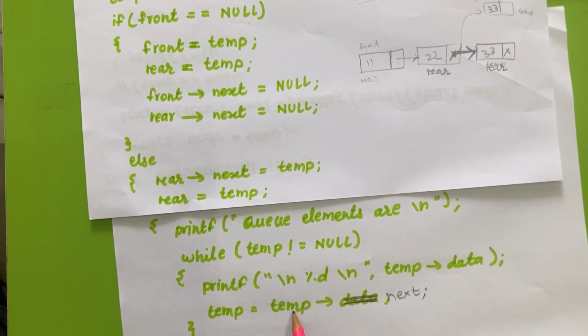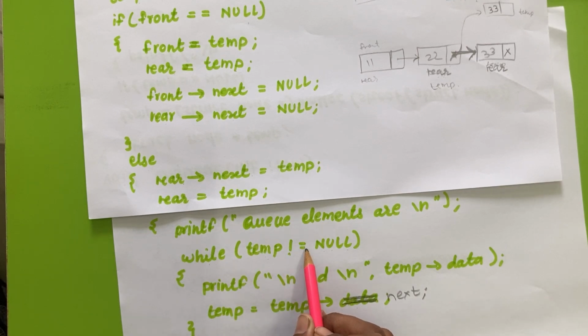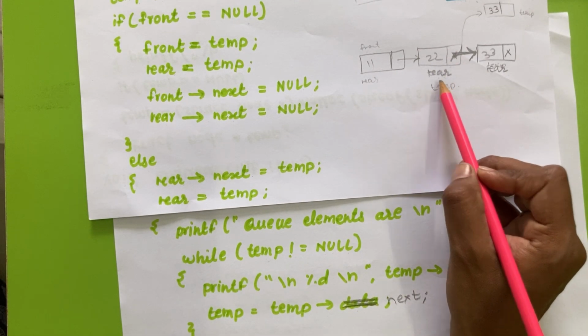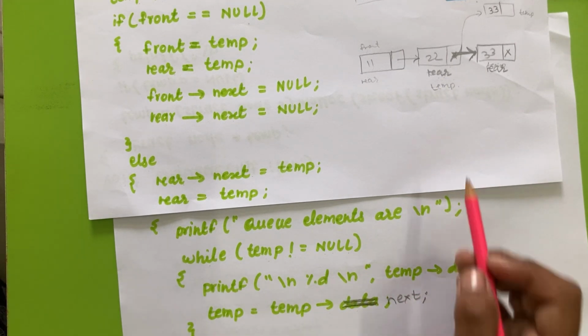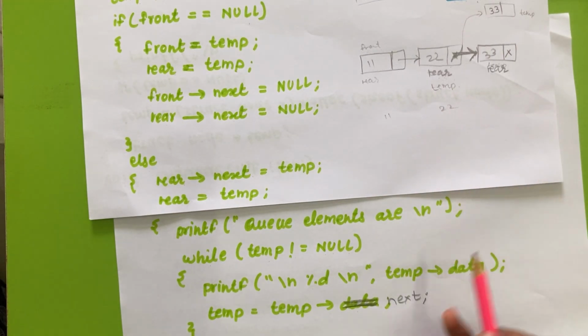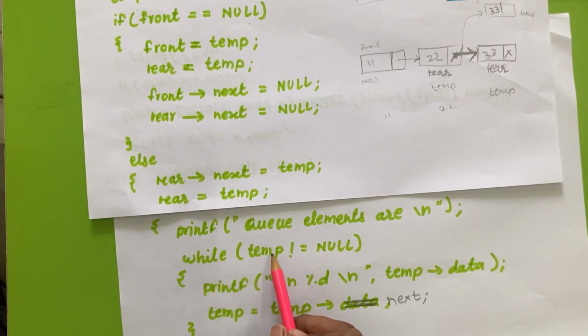So this will be my next temporary node, and again it checks the condition temp not equal to NULL. Currently the value of temp is not NULL, so it moves inside the loop and prints temp->data. So 22 gets printed on the screen, and again temp gets updated with temp->next. Now this will be my temporary node. Again it checks the condition temp not equal to NULL, so it moves inside the loop and prints 33 on the screen.